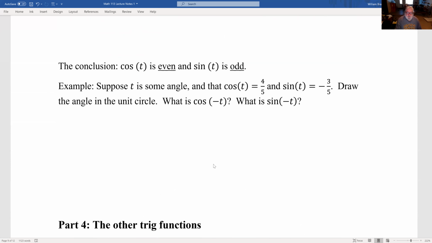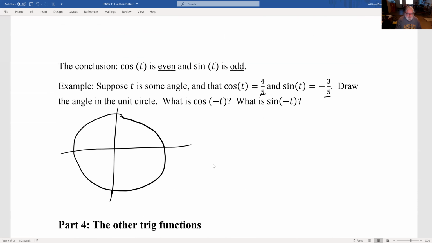So if cosine t is 4/5 and sine of t is minus 3/5, here is my unit circle. It's going to have to be in quadrant 4 because cosine t is 4/5. That means my x-coordinate is 4/5. My y-coordinate is minus 3/5. Oh, badly drawn circle. So it'll be some point down here. Just fudge the fact that it's not well drawn. So this is my angle. Cosine t equals 4/5.